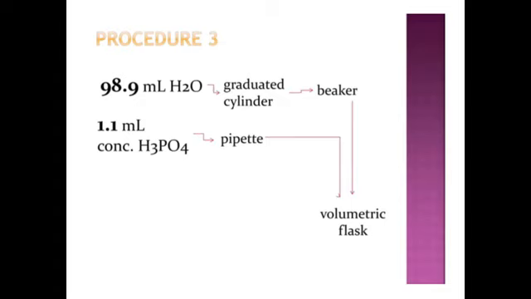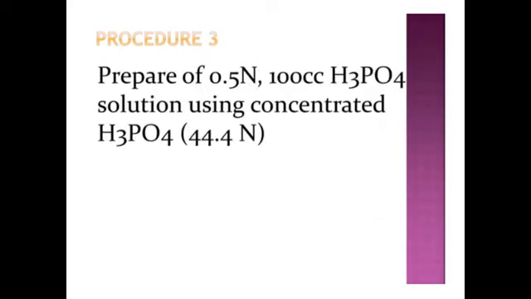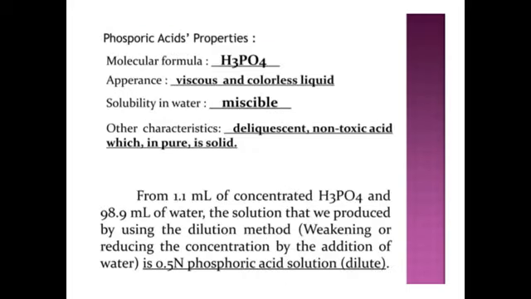Now from here, you measure 98.9 ml of water through the graduated cylinder to the beaker and then to the volumetric flask. Then you pipette 1.1 ml of H3PO4 to the volumetric flask, and then you mix them together. If you have been able to do that, you have prepared 0.5 normal phosphoric acid solution.